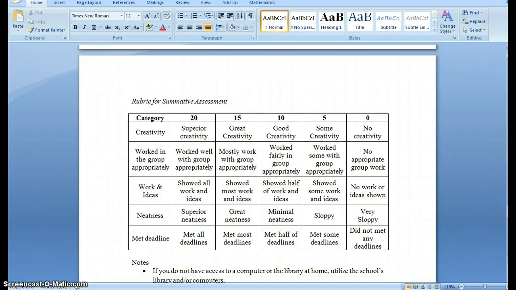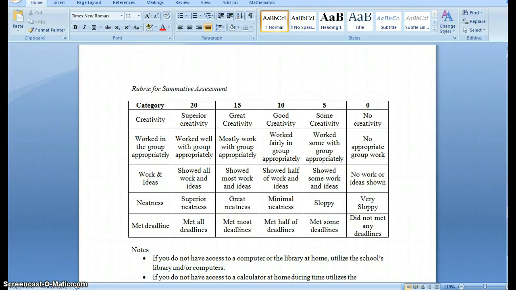Alright, work and ideas. Show all your work and ideas. So you put everything on the paper, I see everything, you get 20 points. Show most work and ideas, you get some points. Show half the work and half the ideas, you put half the ideas on paper and half in your head, well, I'm only going to give you 10 points. Show some work, you show very little work and say the rest is in my head, I'm only going to give you 5. And if you show no work or ideas, well, you're going to get 0 points.